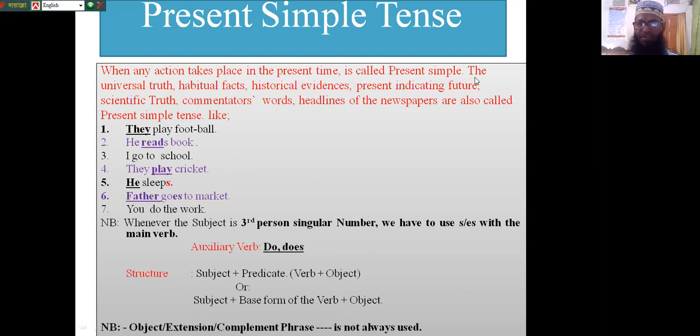Structure: subject and predicate. Do you know who is the subject? In a sentence, you will get two things: first the subject and second the predicate. Whenever you ask the sentence with who, you will get the subject. He is playing. Who is playing? He is playing. Rina is singing a song. Who is singing? Rina is singing. That means whenever you ask the sentence with who, you will get the subject.